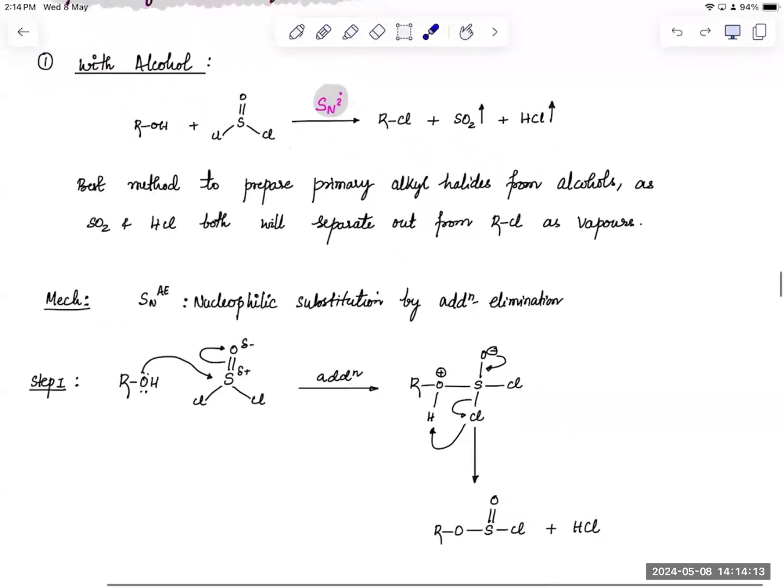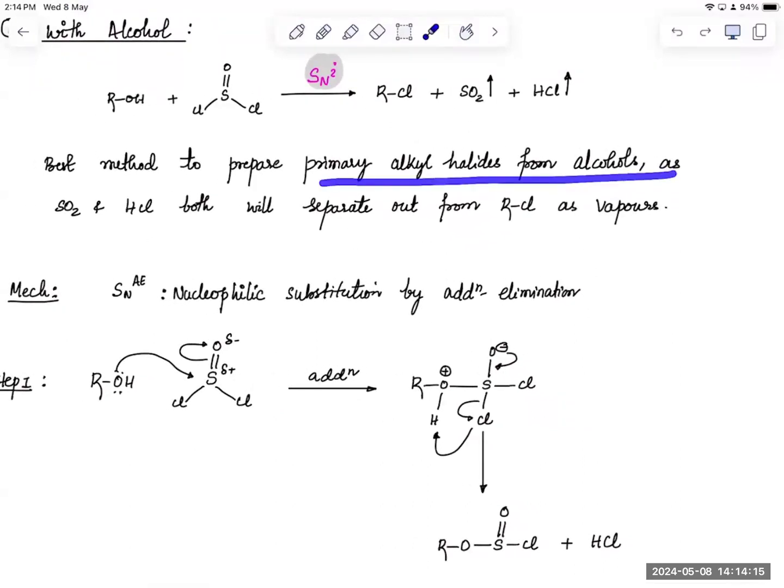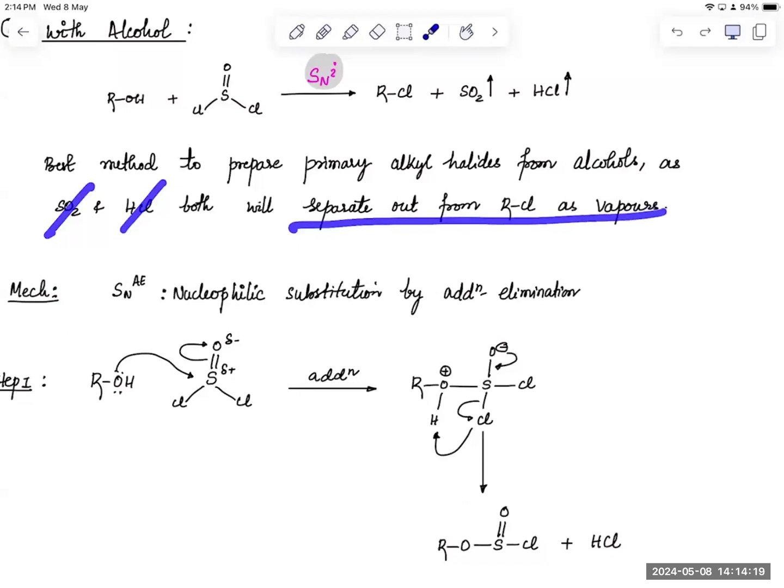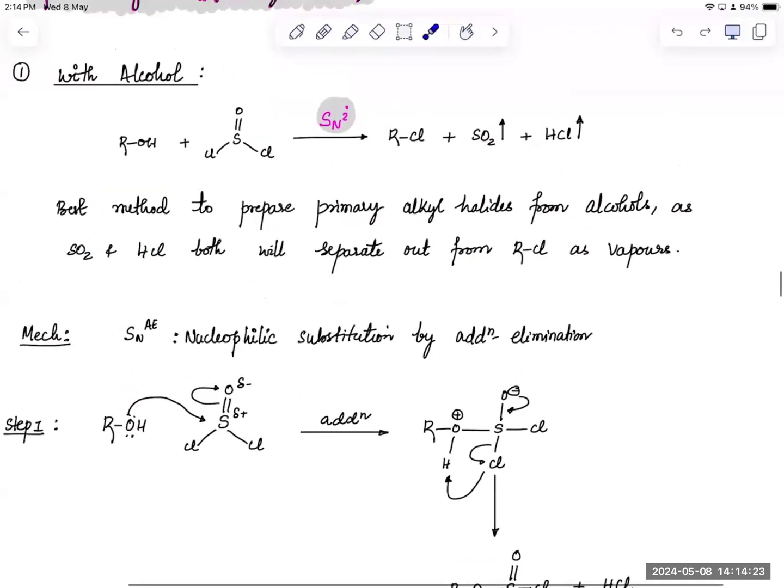Now, this is the best method to prepare primary alkyl halide from alcohols, as SO2 and HCl both will be separated away very easily due to their vaporization. You can notice that in the earlier case, when we used PCl5, it was difficult to remove the other compounds from the alkyl halide. But here, SO2 and HCl easily evaporate, keeping the alkyl halide as the remaining part.